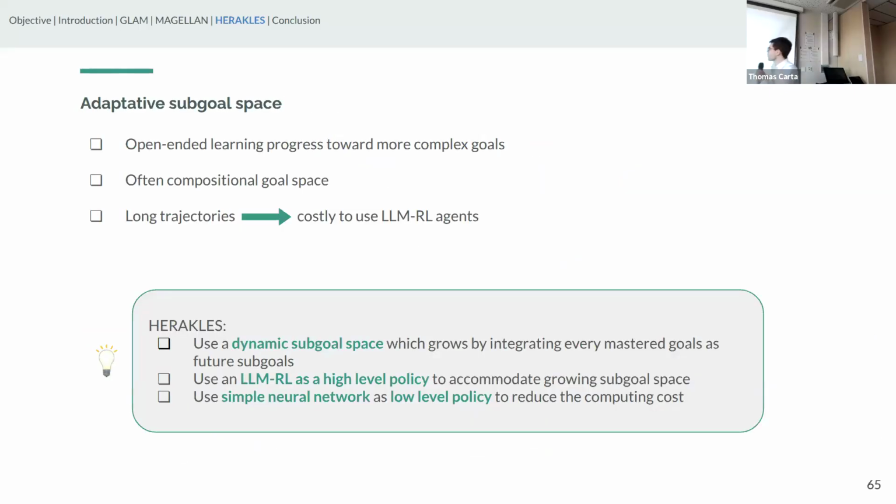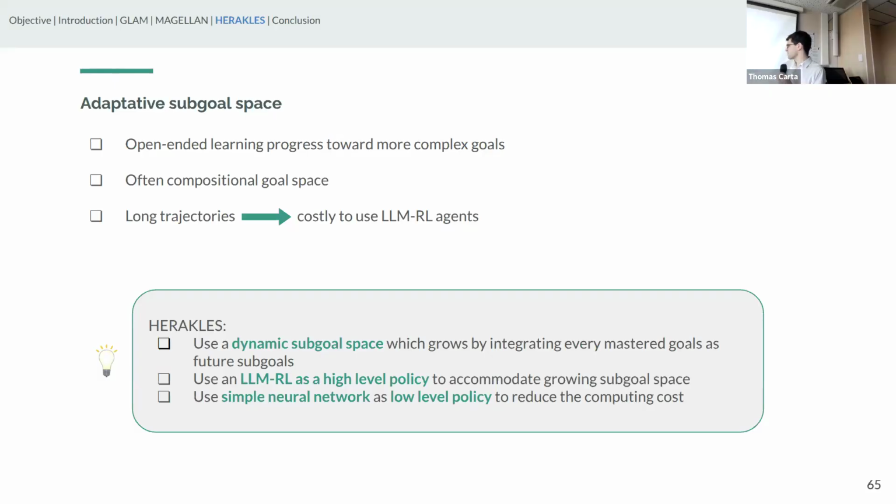So as we have seen before, open-ended learning processes tend to progress toward more and more complex goals, and often these goals are compositional because they reuse previously seen goals to create new ones. And finally, using LLM RL agents, as we have seen in the first part, usually they have to face long trajectories, and that means you have an LLM that is used many times and is extremely costly.